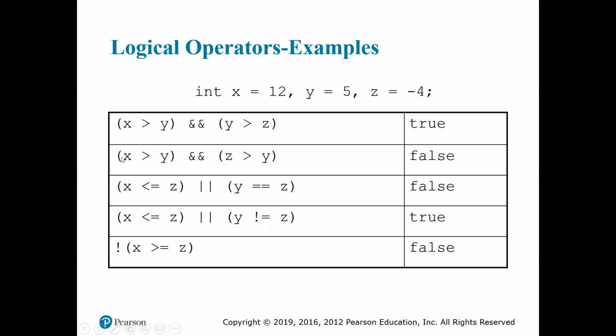What about this one? X is greater than Y. So 12 is greater than 5. True. Okay. Z is greater than Y. Z is -4, greater than 5. That's not true. So this is false. So this one is true and this side is false. Because one is true and one is false and you have an and, that becomes false. So the answer is false.